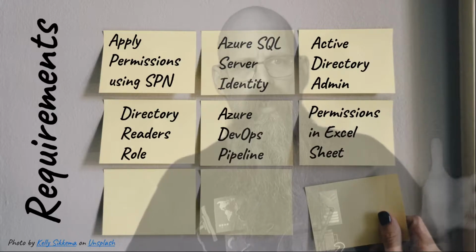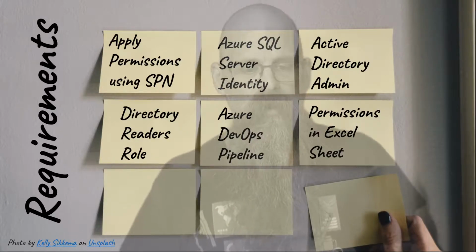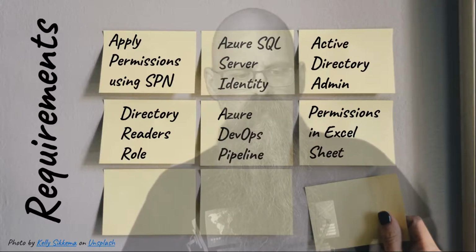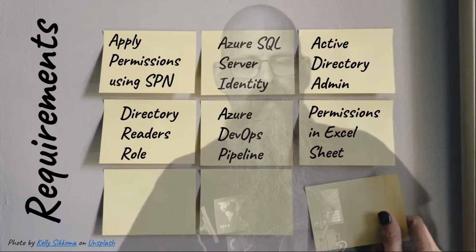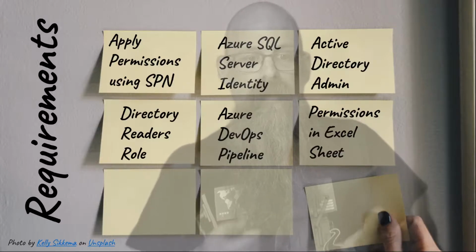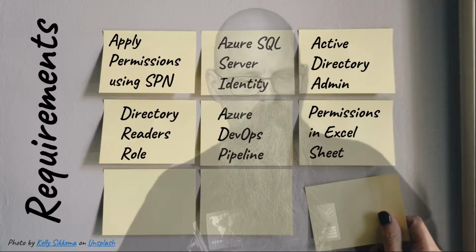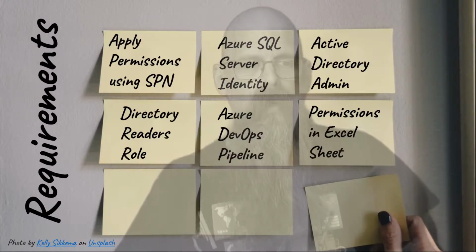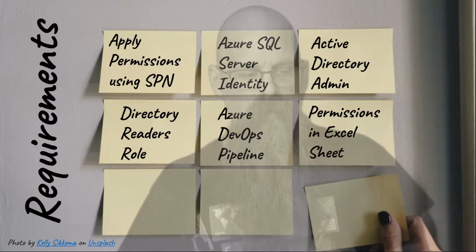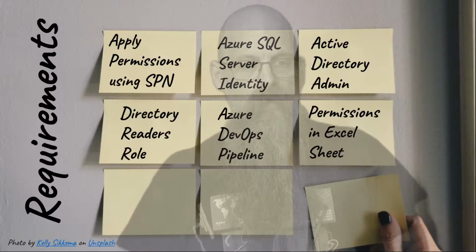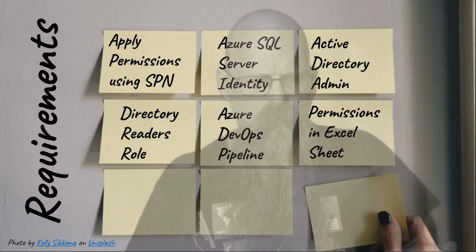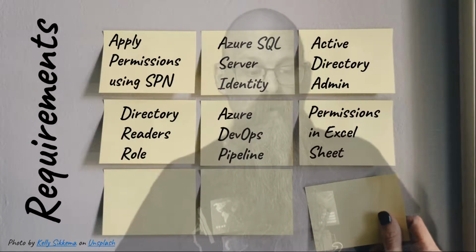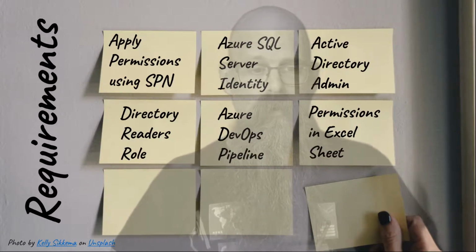We're going to need to assign our Azure SQL Server identity within Azure Active Directory, have an Active Directory admin for our Azure SQL instance. We're going to have to apply those users directory readers role. We'll need an Azure DevOps pipeline, and because our users want it, we're going to have our permissions controlled by an Excel sheet.